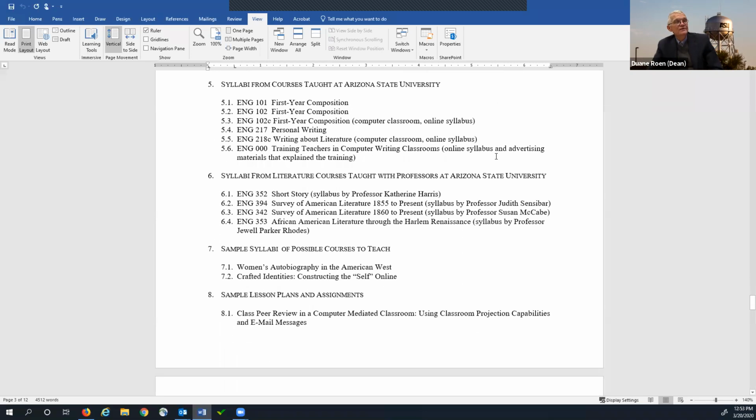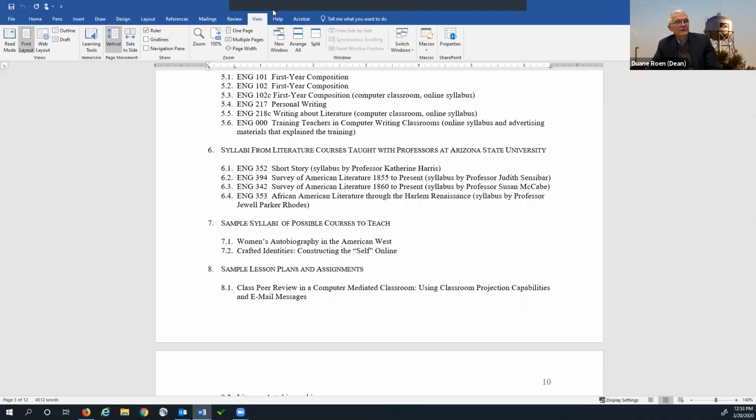Then she has some syllabi. And by the way, if it's simply a syllabus that's handed to you and you use it, that's not very helpful. Again, you need to have some hand in this. Then she has syllabi from literature courses taught with professors. That is, the professor did the large lecture and she did the breakout section. So she provides that. And then number 7, sample syllabi of possible courses to teach.